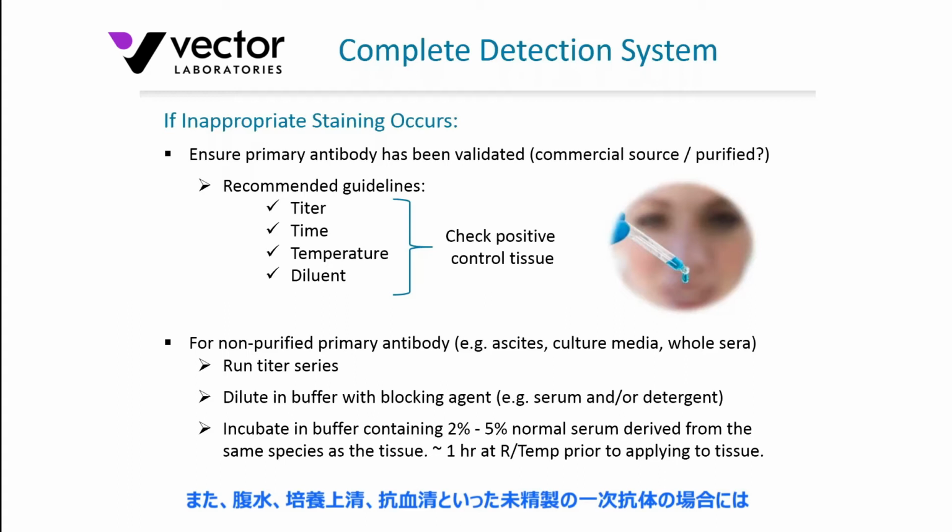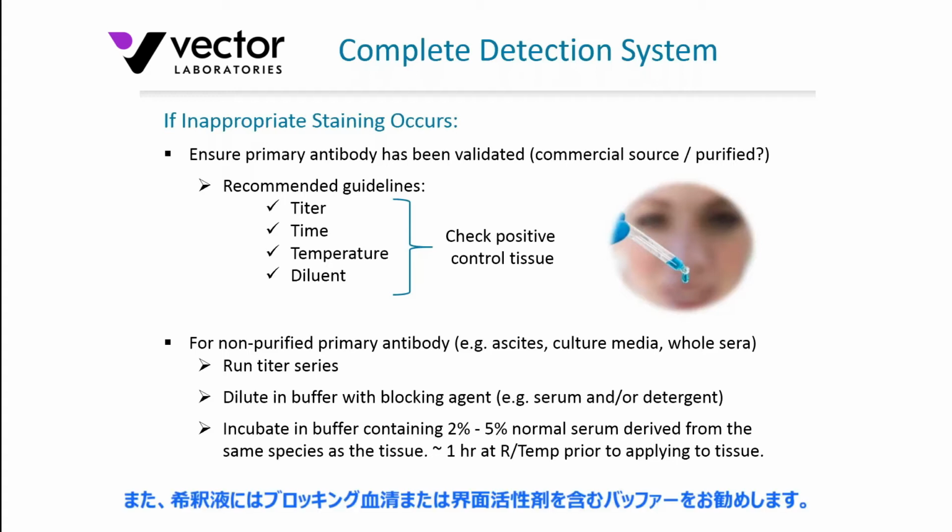Rabbit polyclonal antibodies primarily. You're going to have to run a tighter dilution series and find that optimal dilution to get a compromise between the best signal and the lowest noise. Optimize that signal to noise ratio.